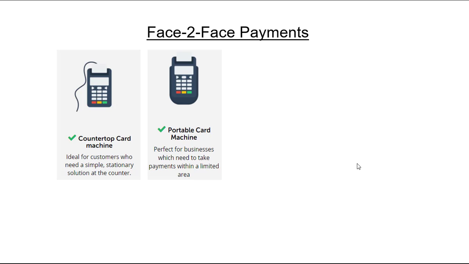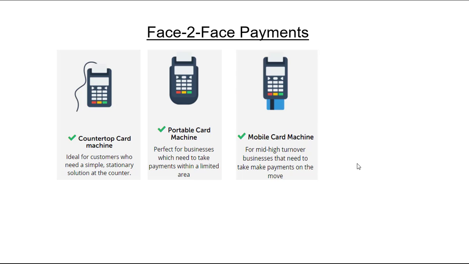The last kind of terminal is called a mobile card machine. These units have a SIM card and allow the user to take payments anywhere. These machines do not have a base and are brilliant for all kinds of traders like taxi drivers, hairdressers, and are even replacing portable machines within restaurant environments. They normally cost a few pounds more a month than a portable machine.